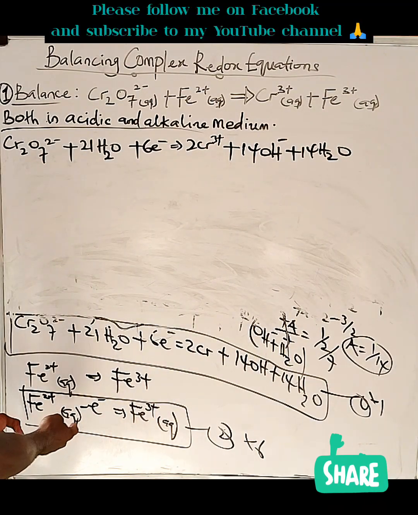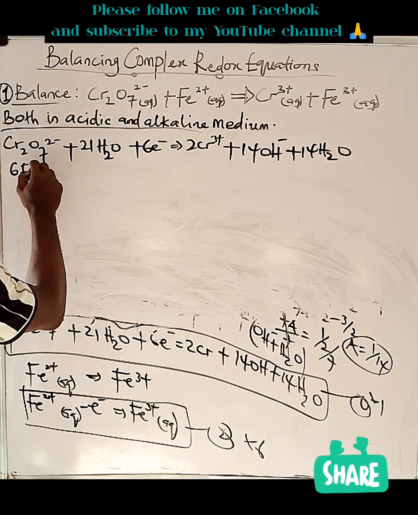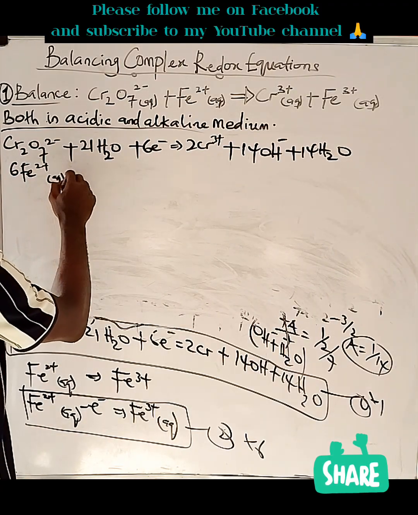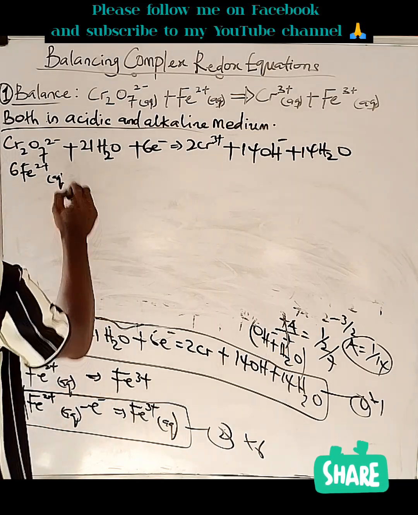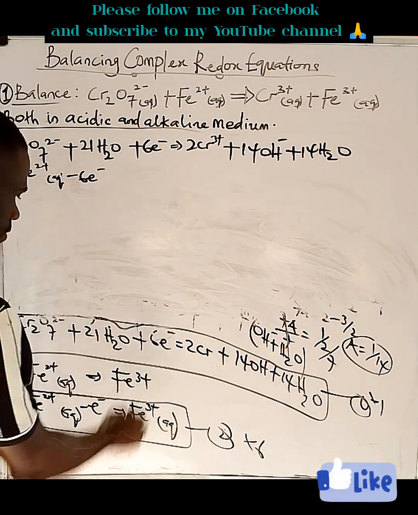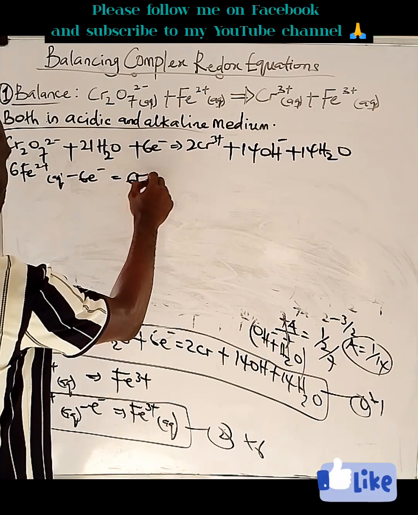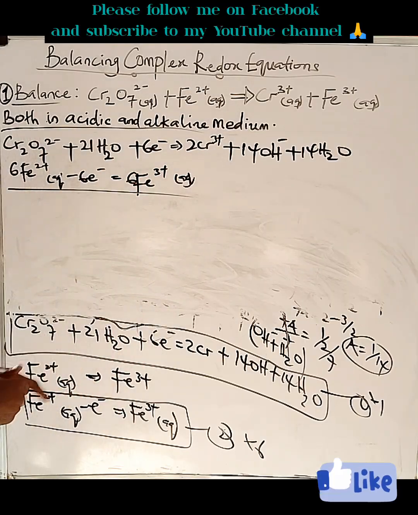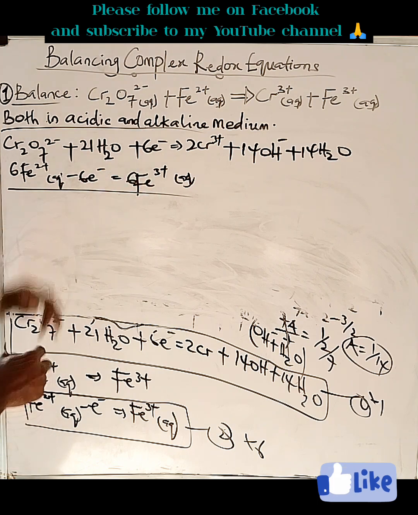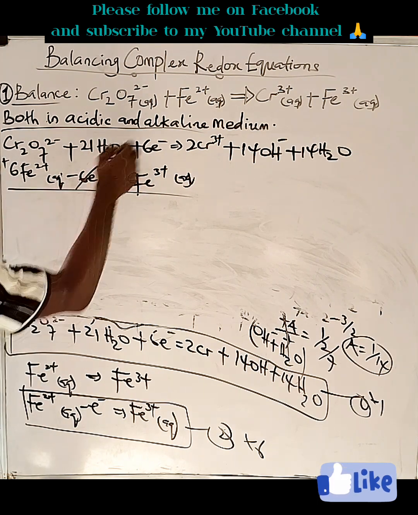Then equation 2, just 6 is going to multiply all this. So 6 Fe2 plus aqueous, then minus 6 electrons equals 6 Fe3 plus aqueous. So everything is well set out. So we have the 6 electrons here and the 6 electrons here, you're going to add up the whole thing to eliminate the electrons.